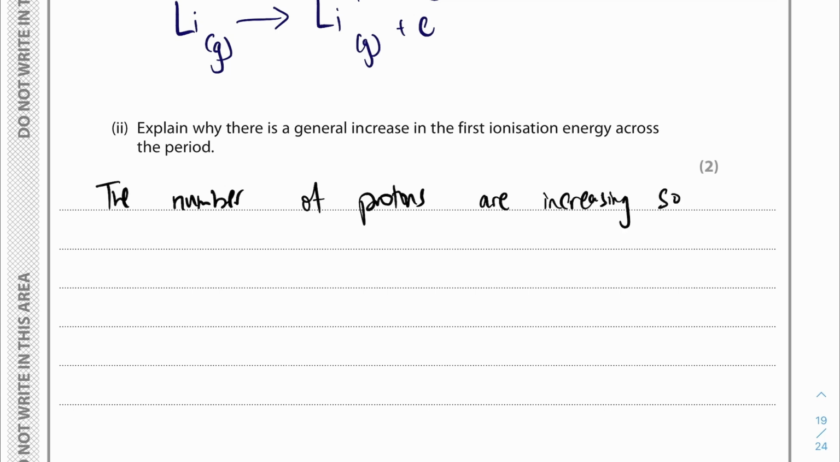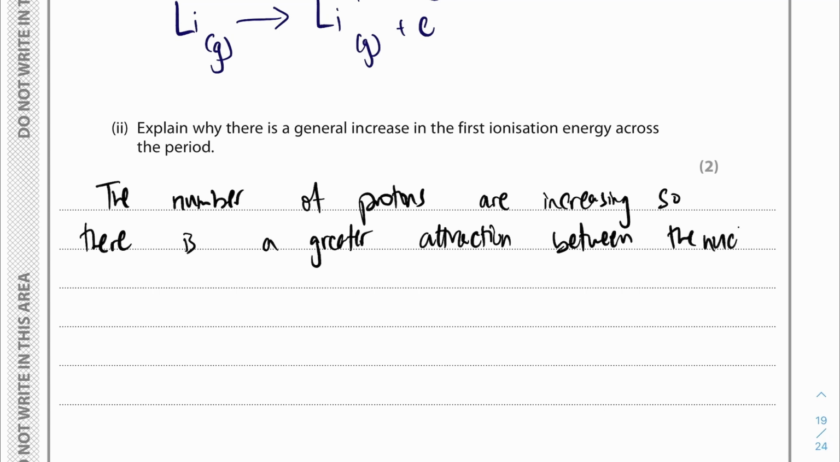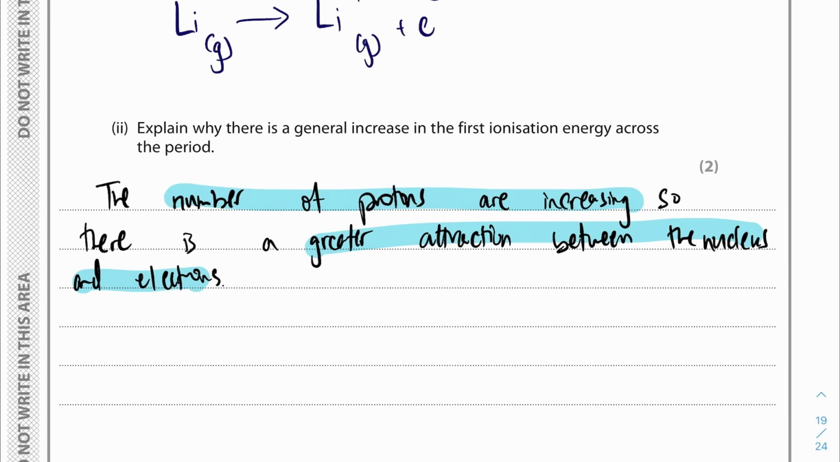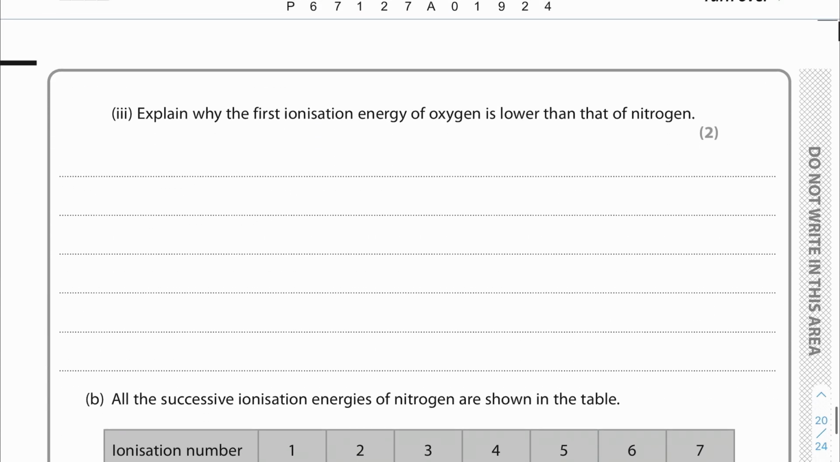So what happens when we increase the number of protons? There is a greater attraction between the nucleus and electrons. That's it, so 2 marks. You're saying that the number of protons is increasing, so there's a greater attraction, or greater effective nuclear charge, between the nucleus and electrons. So let's see what it says.